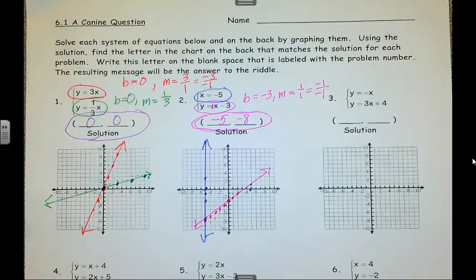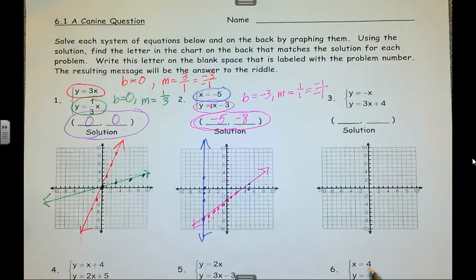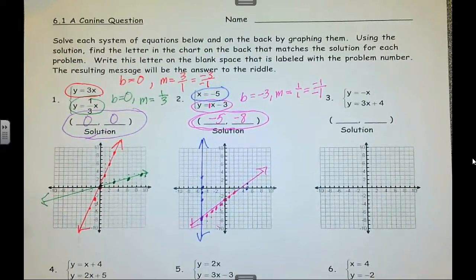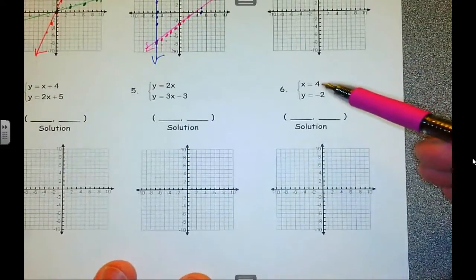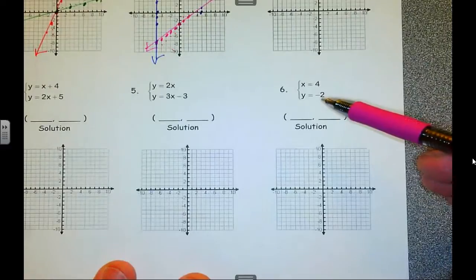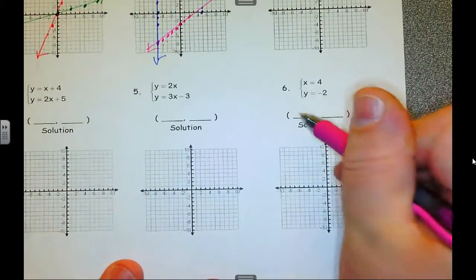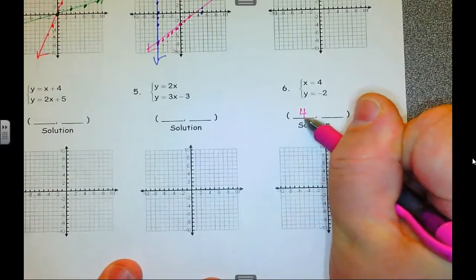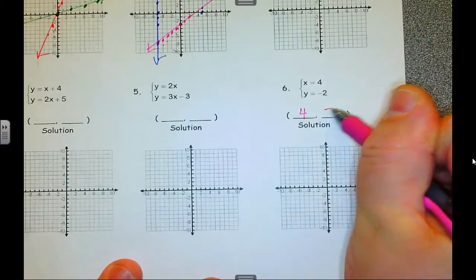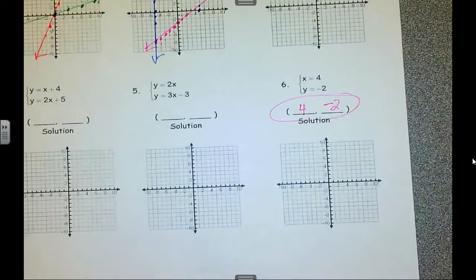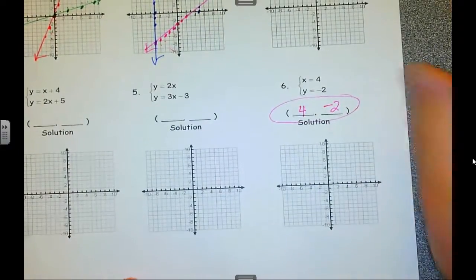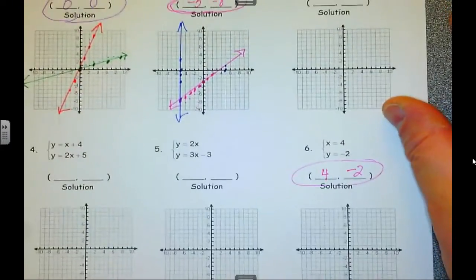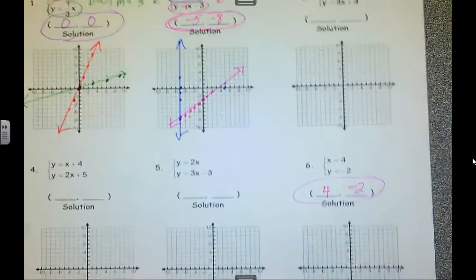Number 6, you can do it without graphing, can't you? If I have one vertical line and one horizontal line, they're going to intersect, right? This is a vertical line. That's a horizontal line. My x value is always going to be what? 4. My y value is always going to be, here's my point of intersection. Don't believe me, graph them.